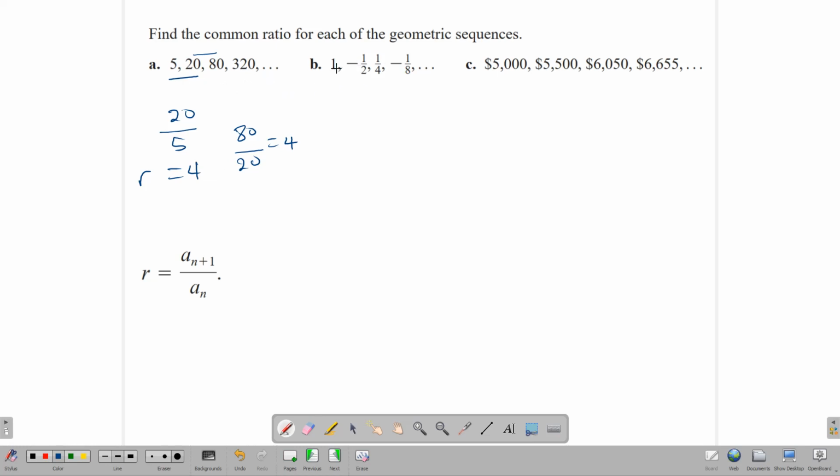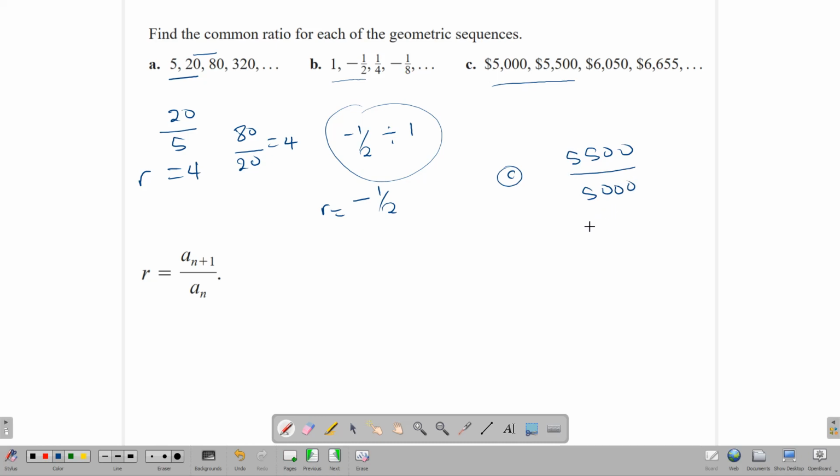Here we have these two terms, so we're going to divide negative a half by 1, and doing this division, of course, we're going to get negative a half, which is our r. So this is our r in this question. And in this one, C, using this pair of terms, 5,500 divided by 5,000, punching that into your calculator, we end up with 1.1.